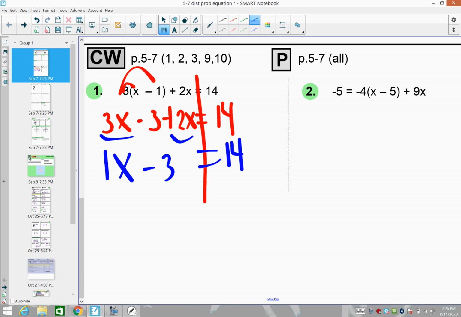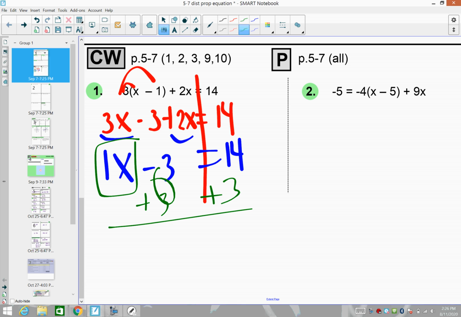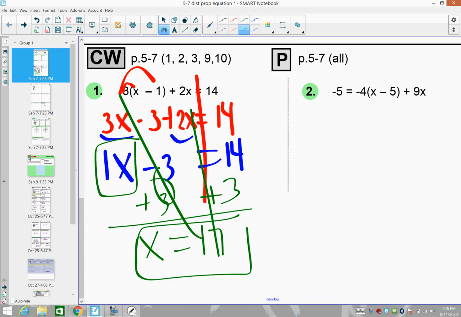I'm moving at kind of a fast pace here, so go ahead and make sure you pause the video when needed. We're going to add 3, copy, paste, copy, paste. So we end up with 1x equals 17. Substitute back in. You're on your own for the substitution back in because I want to keep the video kind of short. And last problem together, and then you're going to finish the next 2 pages on your own.